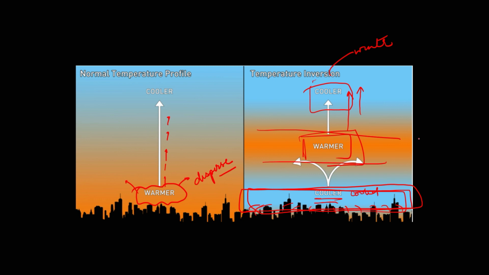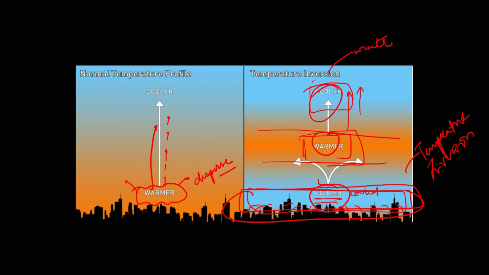So this phenomenon is called temperature inversion. What is inversion? You can see here cooler, warmer, and then again cooler. This one has got inverted. Here you see warmer, then cooler; here cooler, warmer. And this is the reason the air pollutants get trapped here.